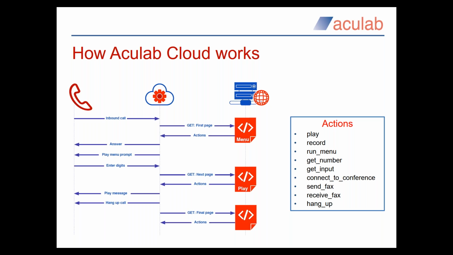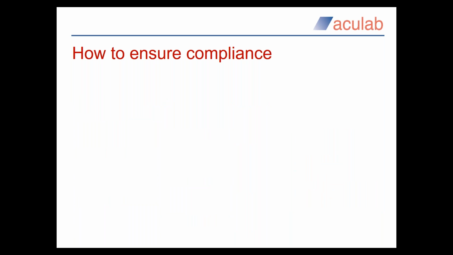In the response to the digits entered by the caller, sent to the application, we can see what they pressed, and then the application can decide what to do next. This request-response flow between the application and Acculab Cloud continues until the end of the phone call.